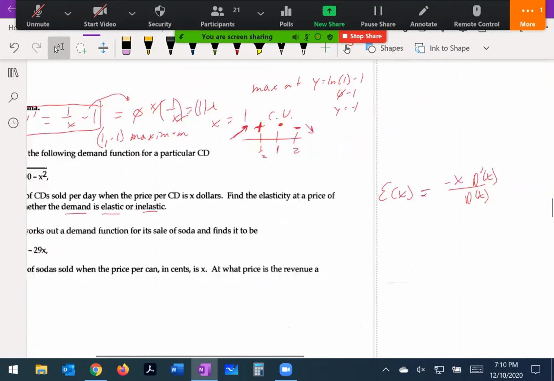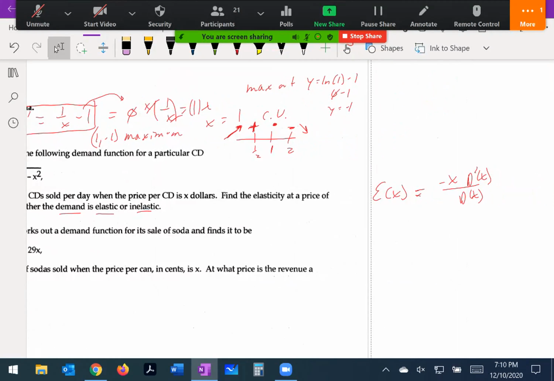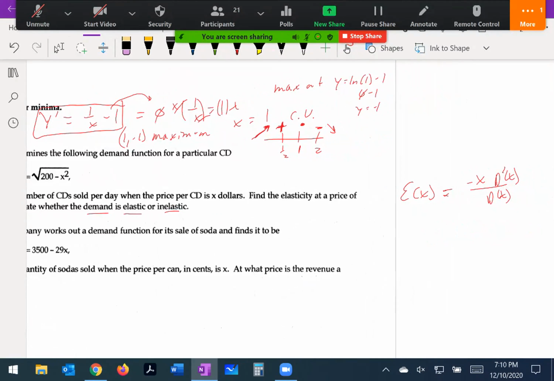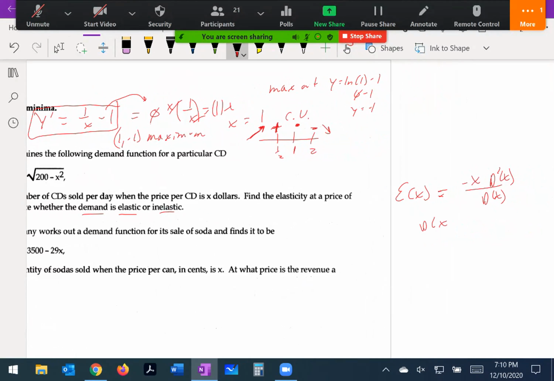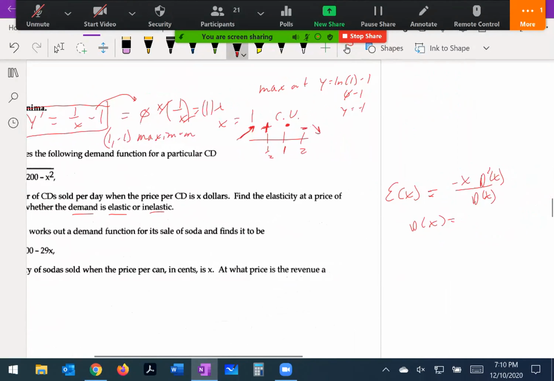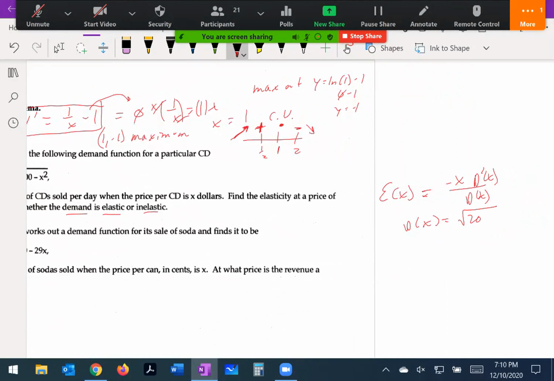Okay, so we need to find out, well, what's d prime of x? D prime of x, okay. What's d of x? D of x is equal to radical 200 minus x squared. Okay, so I'm going to change this to 200 minus x squared to the 1/2.